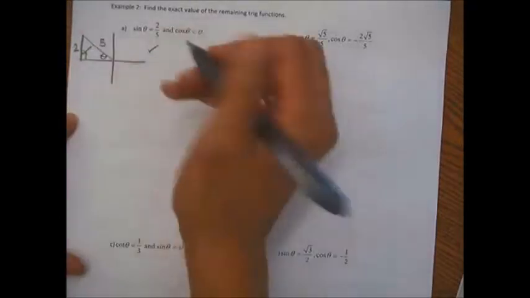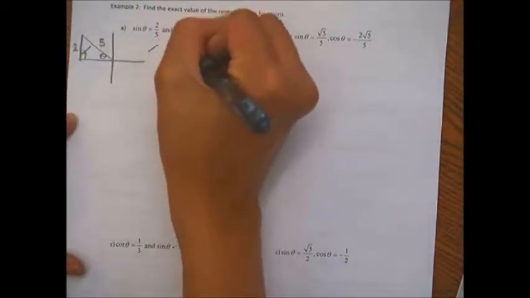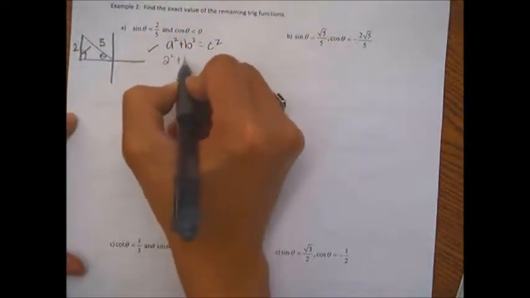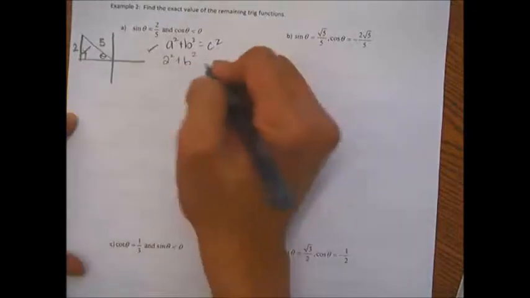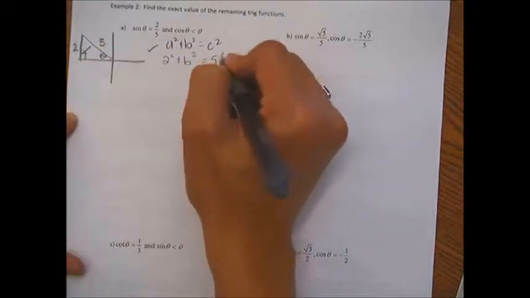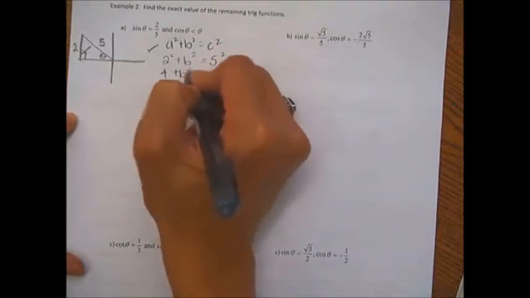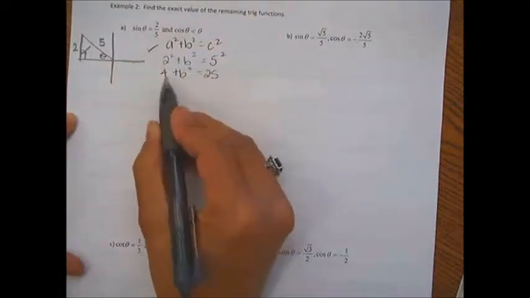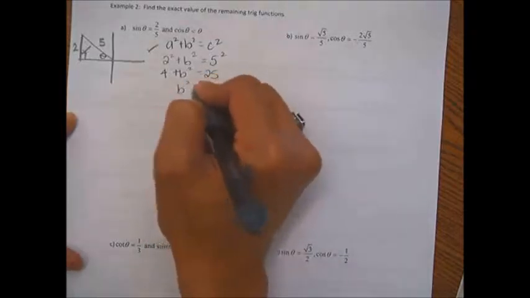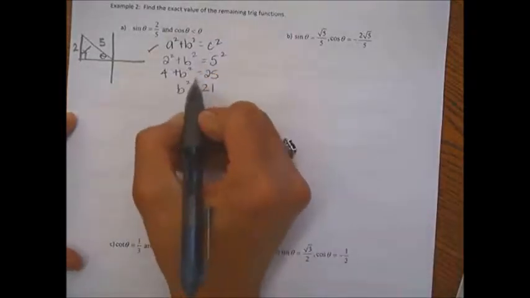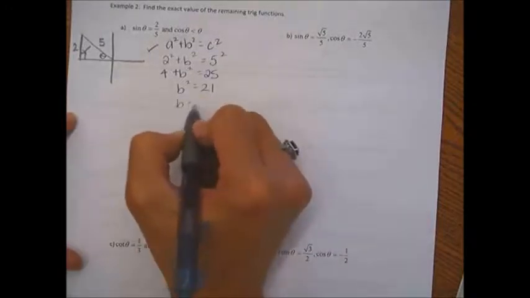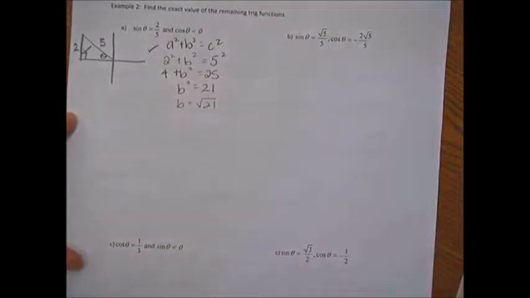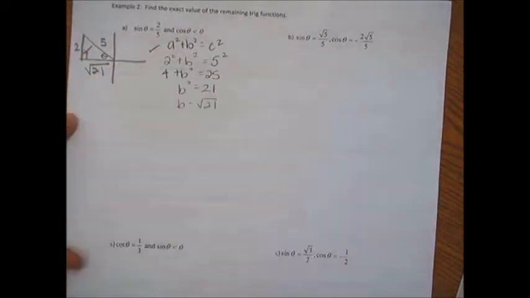So currently I know 2 measurements out of the 3 of this particular triangle. I can definitely find out what this is, using a squared plus b squared equals c squared. A is 2, so 2 squared plus b, something I don't know, which is this piece right here, equals 5 squared, which is my hypotenuse. This is 4 plus b squared equals 25. Subtract 4 from both sides. b squared equals 21. You are going to take a square root. So b equals square root of 21. So this is where I'm going to put square root of 21.